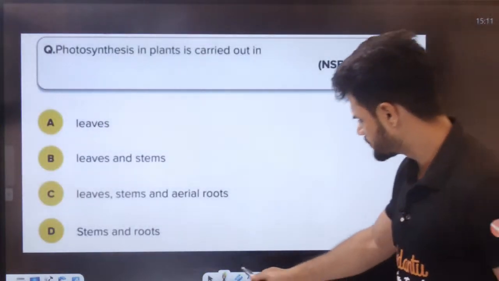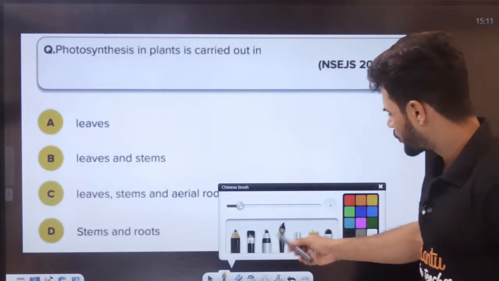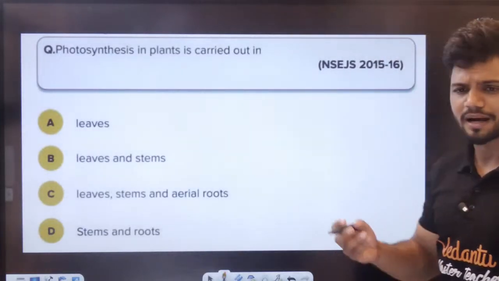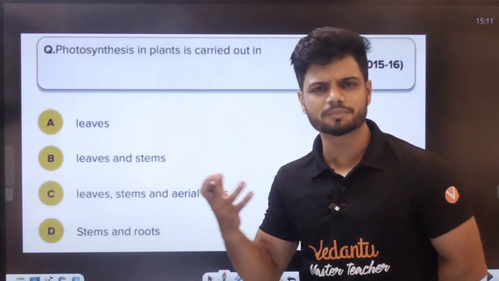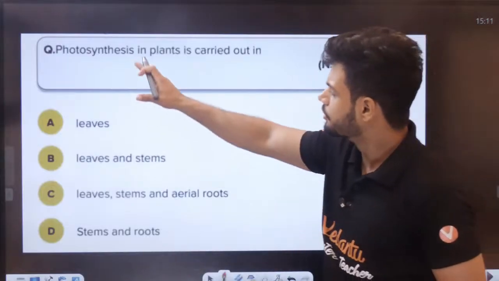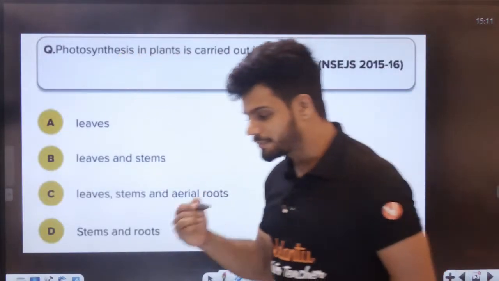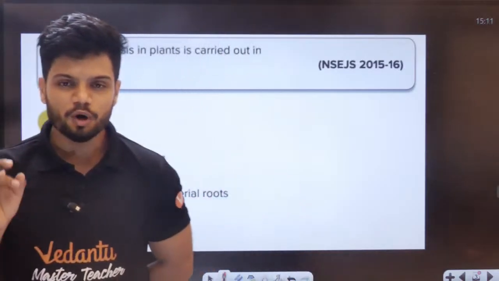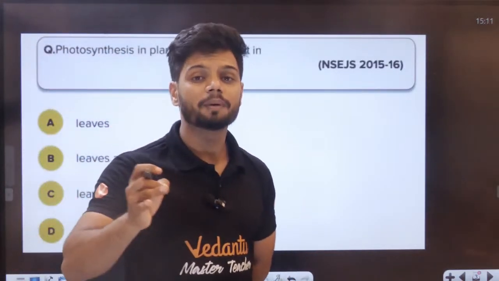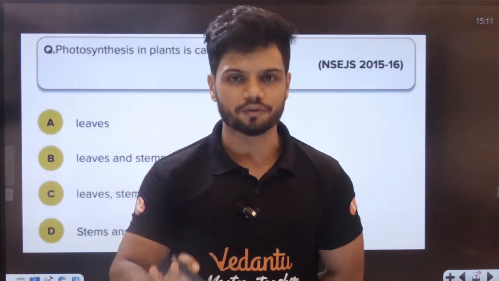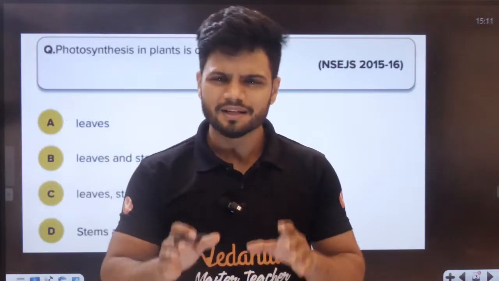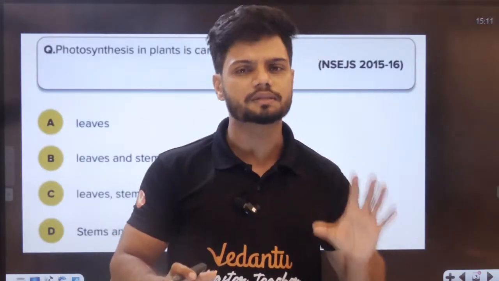Here is the first question. This was a rather easy question from this particular unit. It says photosynthesis in plant is carried out in. So you will tell me, it's very simple. You have to identify the parts of a plant where we can find chlorophyll. If the chlorophyll is present, that part can do the photosynthesis.